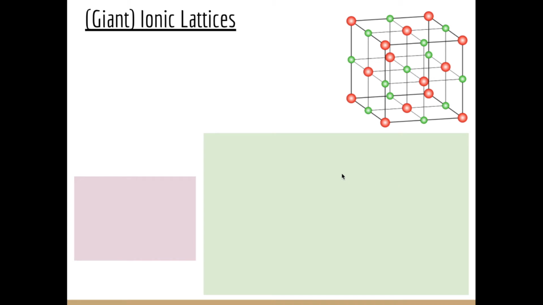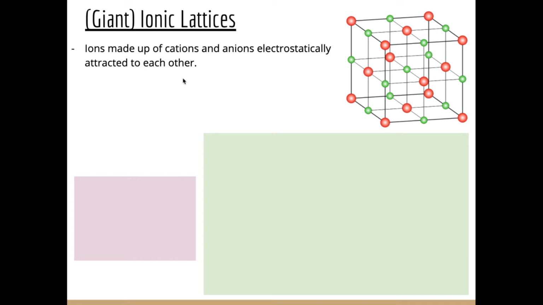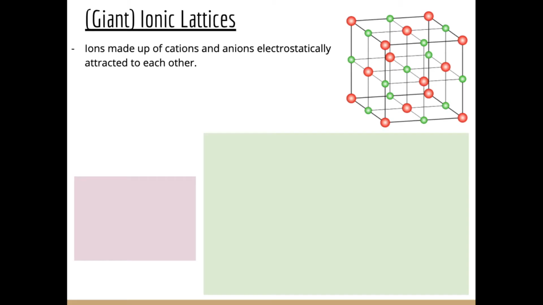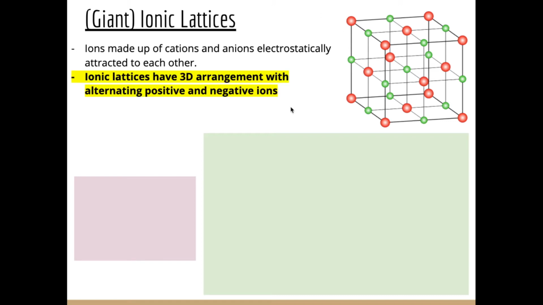So to begin with the ionic lattice, also called giant ionic lattices. If we think back, ionic structures are made up of cations that are positively charged, that have lost electrons, and anions that are negatively charged, that have gained electrons, with a strong electrostatic attraction between those two kinds of ions. The positive and the negative attract each other and fix themselves into a very fixed, very ordered three-dimensional lattice like is shown up here, where we have an arrangement of positive and negative ions like so. So ionic lattices have three-dimensional arrangements with alternating positive and negative ions.